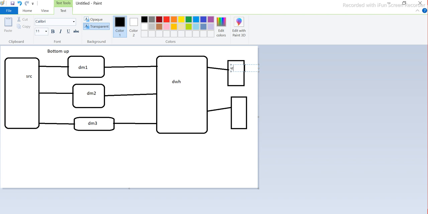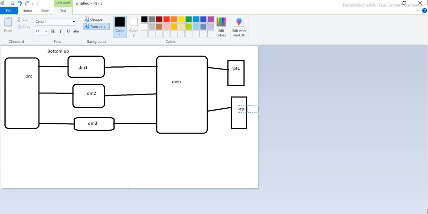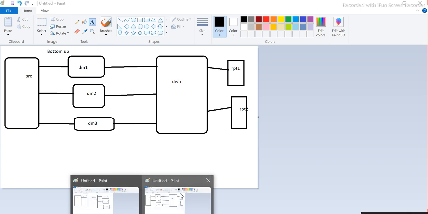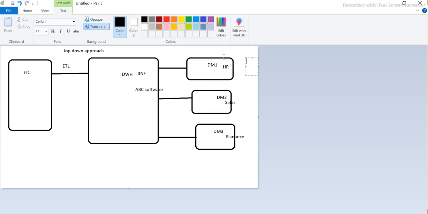This is report 1, this is report 2, right? The whole purpose of data warehousing is getting the proper reporting data and analyzing it for business forecasting and growth. Similarly, here also we will have a reporting system, but this reporting system will be done from the data marts, not from the data warehouse, based on the design. So hope you are able to understand this top-down and bottom-up approach.